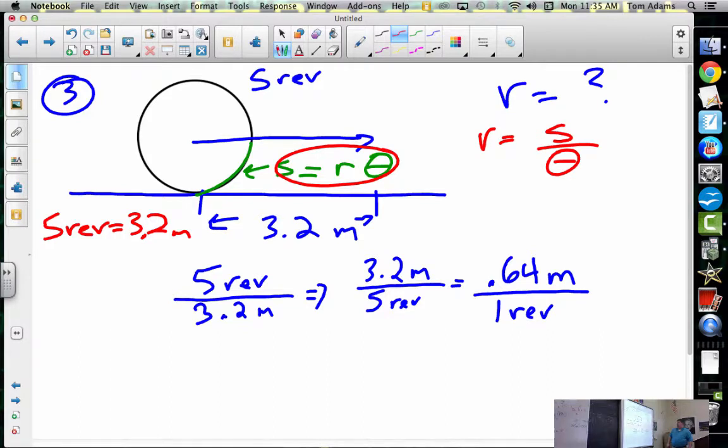Well, technically, the arc length is this stuff here, right? Because if I were to cut this wheel open and lay it out, 1 revolution would be 0.64 meters, if I were to cut the tire open and just lay it flat. So then we have the arc length divided by theta. Well, 1 revolution is equal to 2 pi, so we could just think of it like this: 0.64 divided by 2 pi.